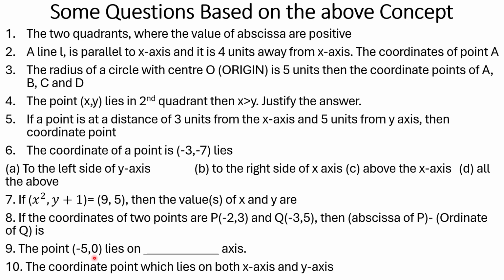The point negative 5, 0 lies on which axis? So it is absolutely on my x-axis. The coordinate point which lies on both x-axis and y-axis, both x and y coordinate point, only possible one is 0, 0.